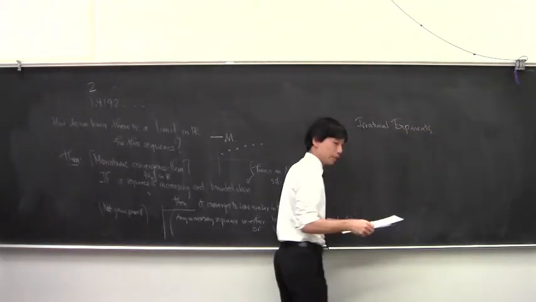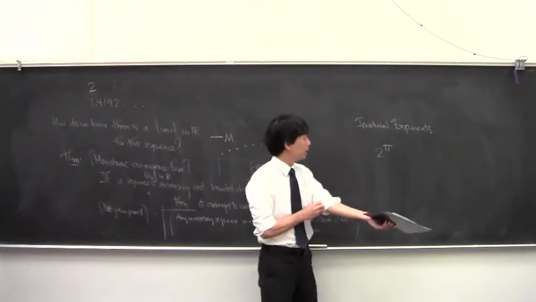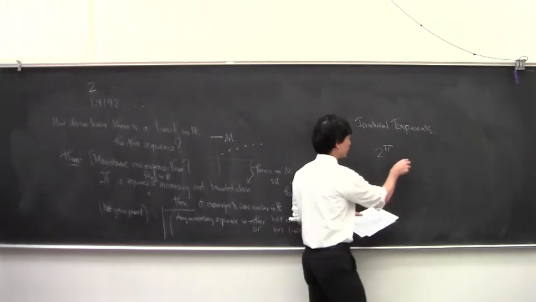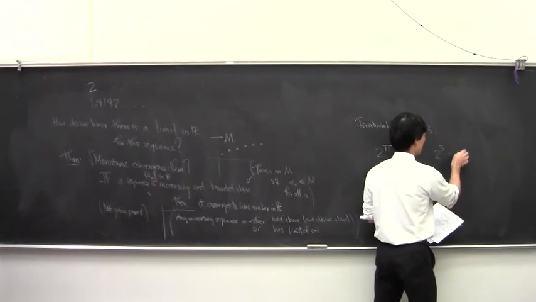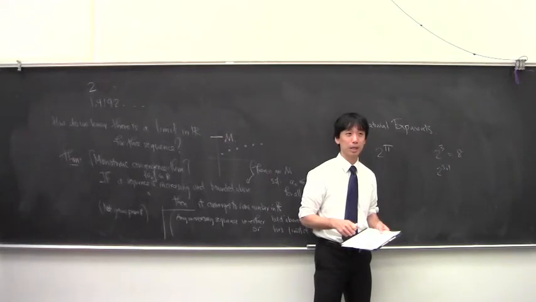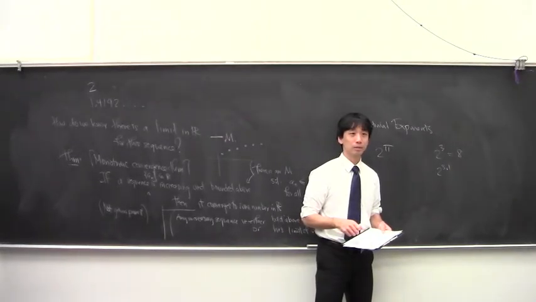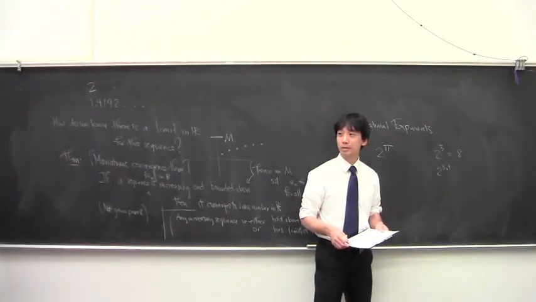I may as well talk about irrational exponents at this point, because it makes sense, and we have probably enough time to do it. What's 2 to the 3? Well, you know what 2 to the 3 is, it's just 8. What's 2 to the 3.1? If I asked you, how would you calculate it? What does that mean to you, 2 to the 3.1? Could you do 2 to the 3 plus 2 to the 0.1?